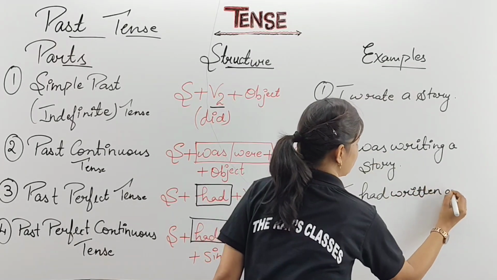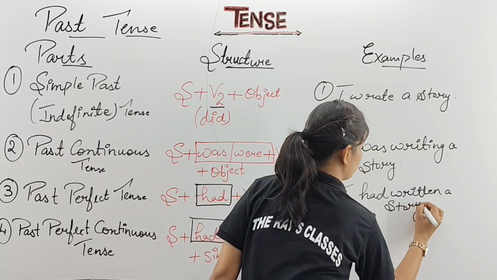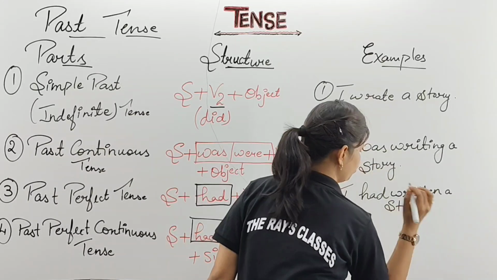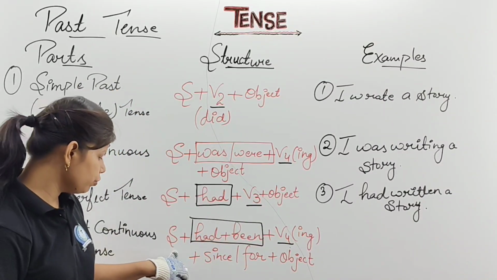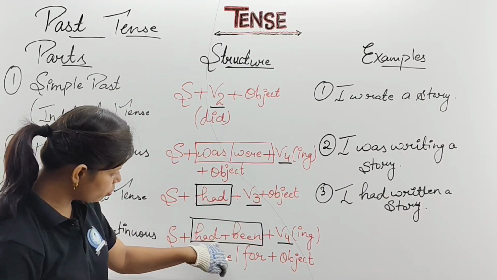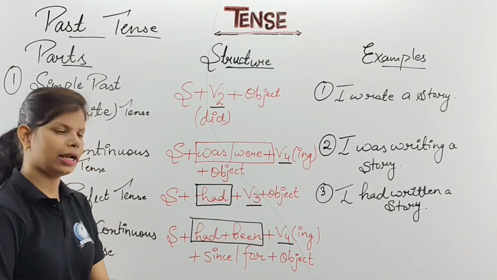With the same example I am explaining that one. I had written a story. Understood, no? This is just a simple one. Next, along with the subject, you have to use had been plus verb fourth form, then since or for, and then you have to write the object.